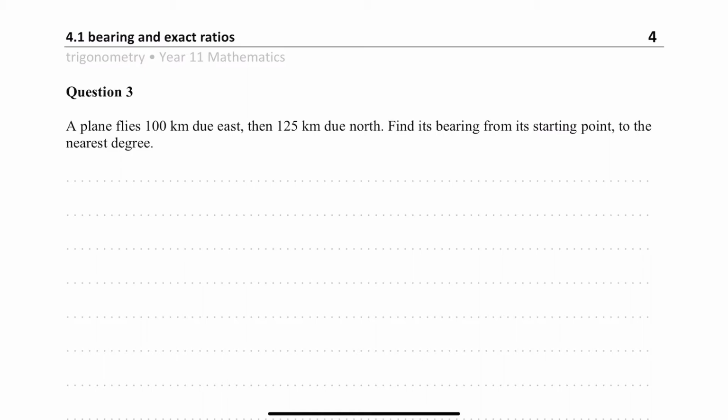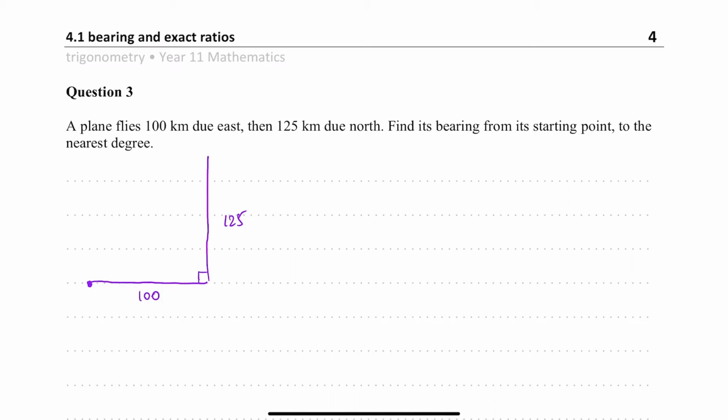So in question 3, we have a plane flies 100 kilometers due east, then 125 kilometers due north. Find its bearing from its starting point to the nearest degree. The first thing to do is to draw the diagram. So we've got a plane flying 100 kilometers due east, and then 125 due north, and it just goes straight up. And since it went from east to north, that means this should just be 90 degrees.